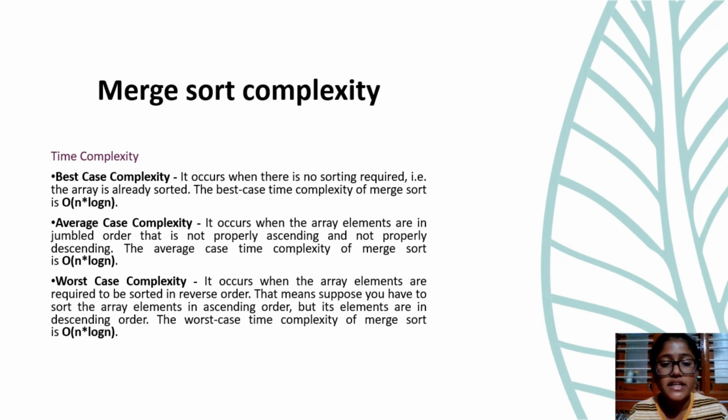Average case complexity: it occurs when the array elements are in jumbled order, that is not properly ascending or not properly descending as required. The average case time complexity of merge sort is similar, that is big O of n log n. Worst case complexity: it occurs when the array of elements to be sorted is in reverse order. This means if you suppose you have to sort array elements in ascending order, but its elements are in descending order, the worst case time complexity applies.